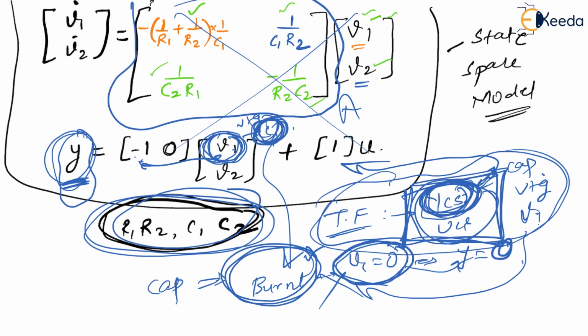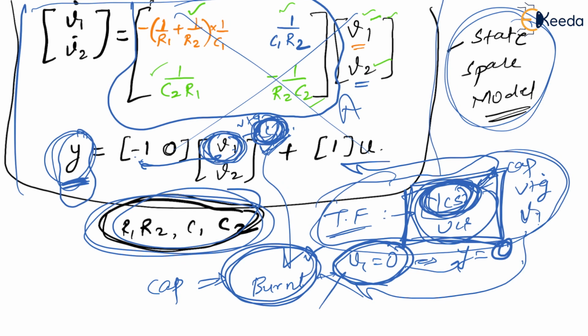But if you have the state space model, you will definitely understand that since the output is dependent on capacitor voltage, the capacitor might have burnt out. That is the reason why my output is 0. Anyways, this whole equation is called the state space model, and it has been derived from an electrical circuit.